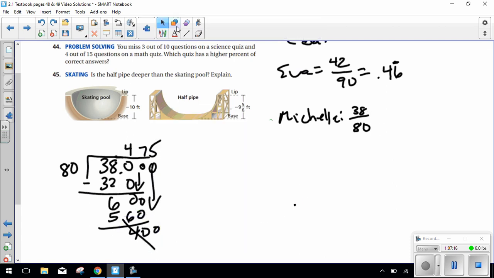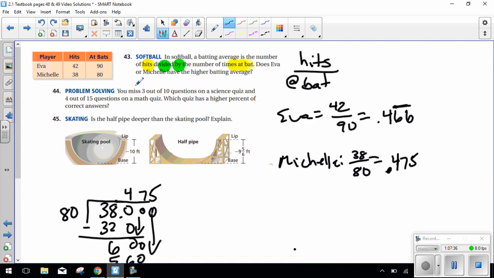So this is equal to 0.475 or 475 thousandths. Remember, if I want this to look like a 3-digit number like this one, since the 6 repeats, the number that comes next is not a 0, but it's another 6. The question here is, does Eva or Michelle have a higher batting average? And my answer is Michelle has a higher batting average. Okay, because her decimal is way larger. So let's go to 44.